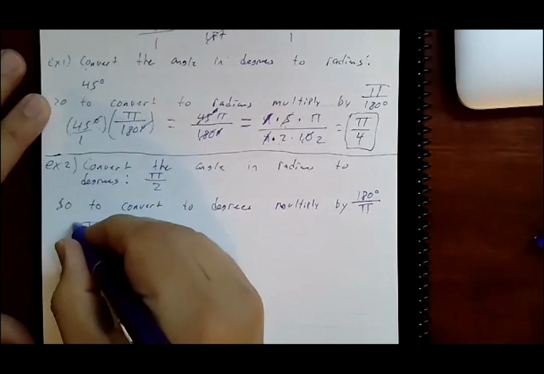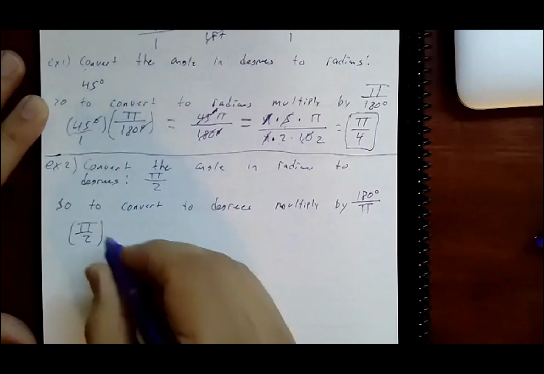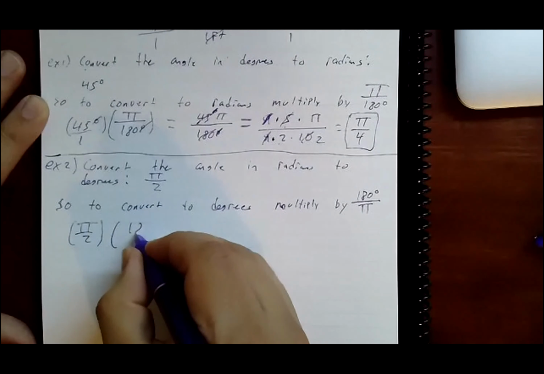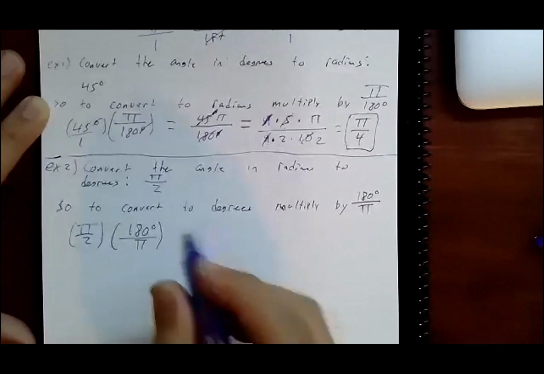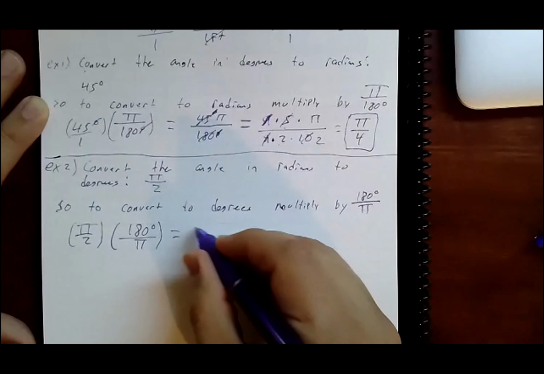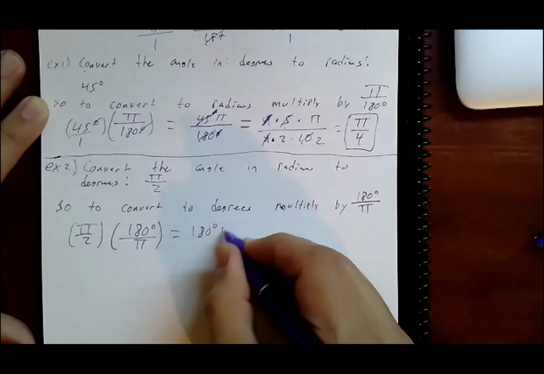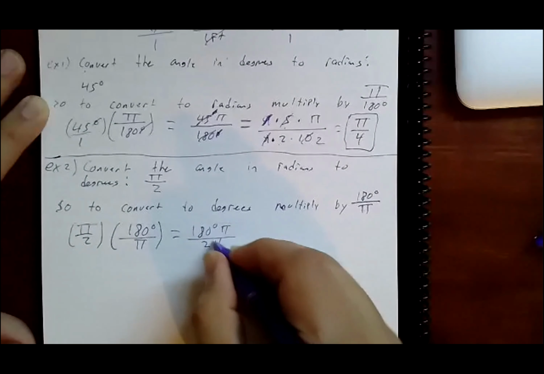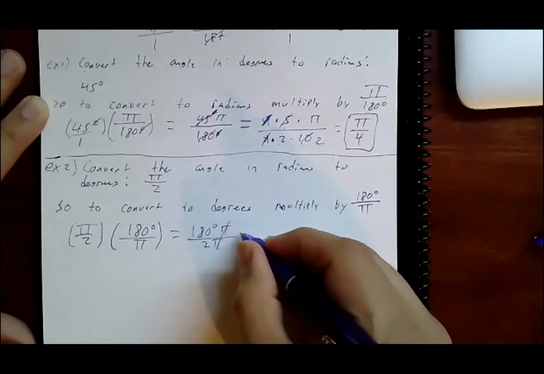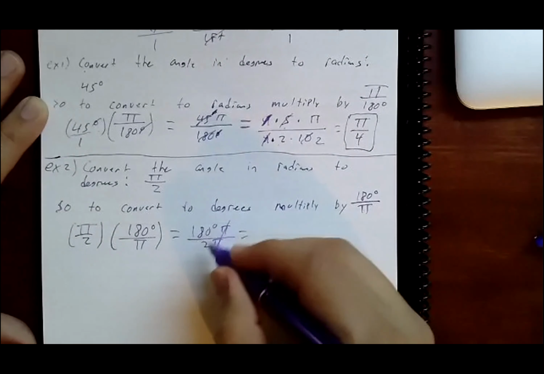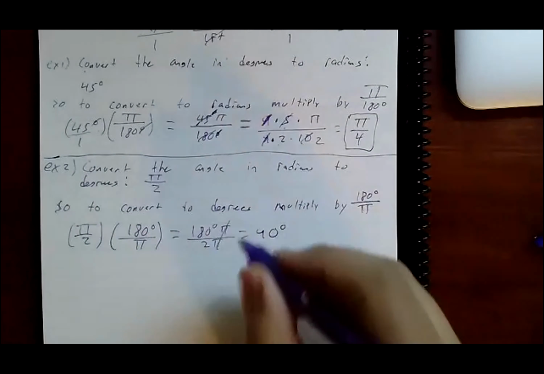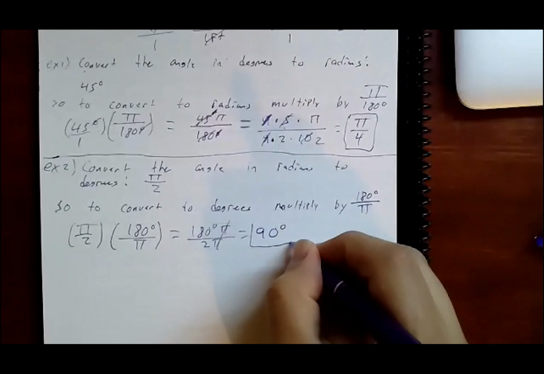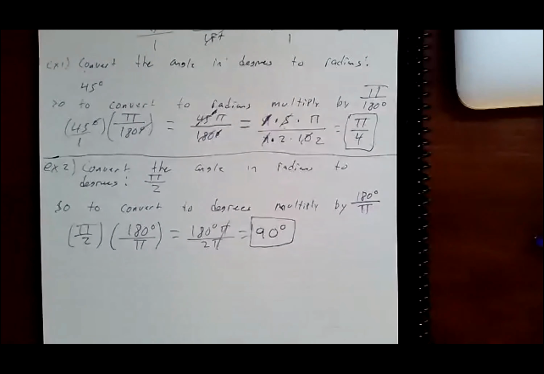So here we go. Here's pi over 2 multiplied by 180 over pi. So these pi's are going to cancel out, right? So let's show a step. 180 times pi would just be 180 pi over 2 pi. So these guys will cancel. And 180 degrees divided by 2 is going to be 90 degrees, which is our answer. So you need to choose the correct conversion factor and then convert.